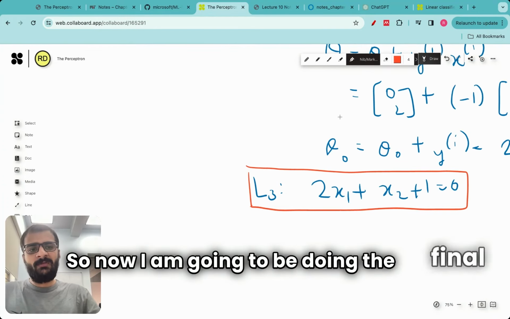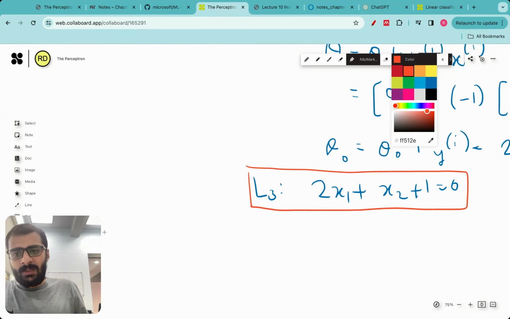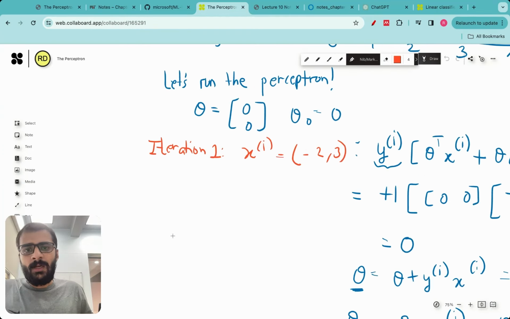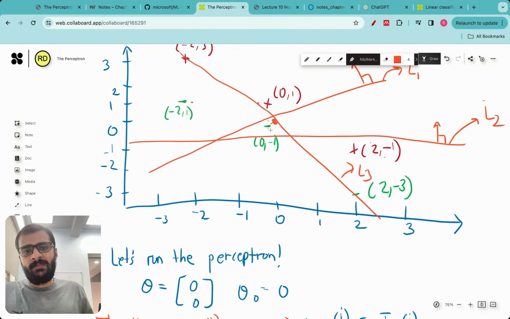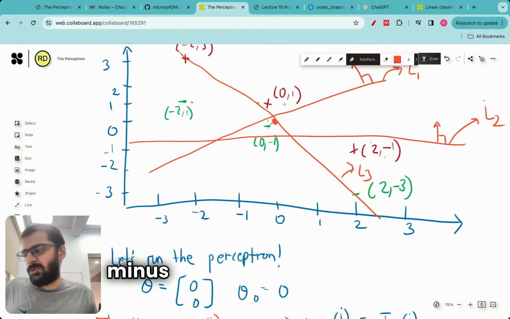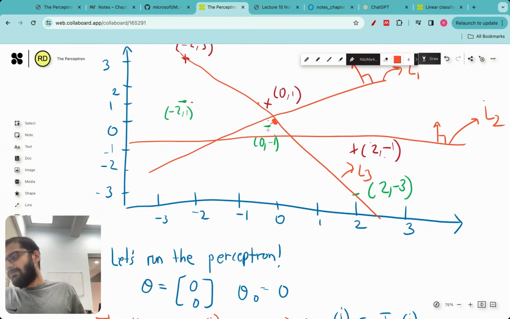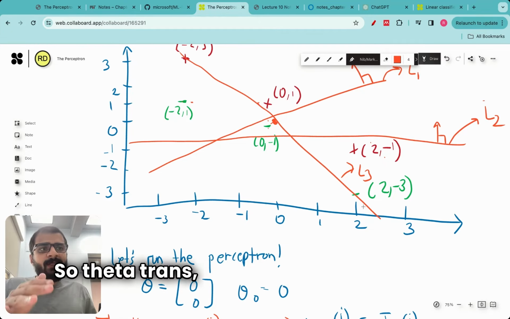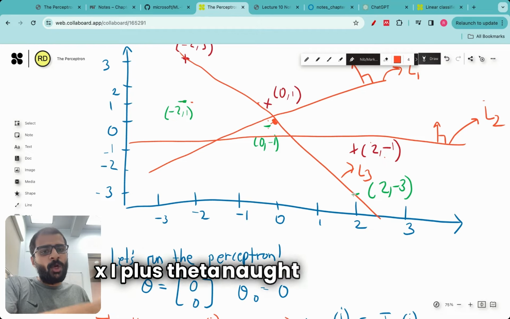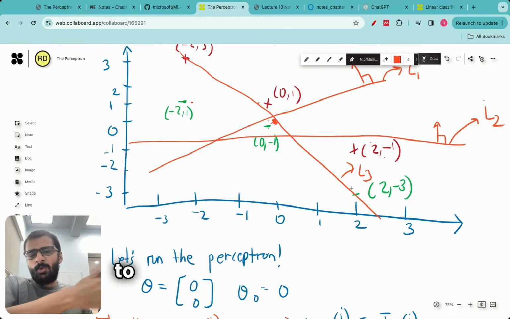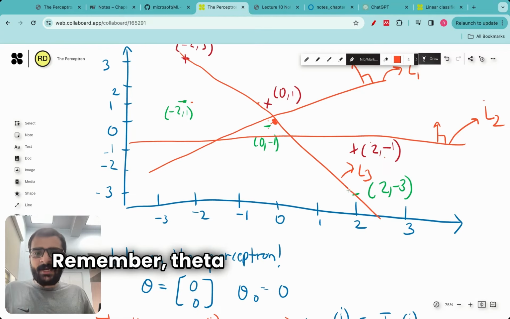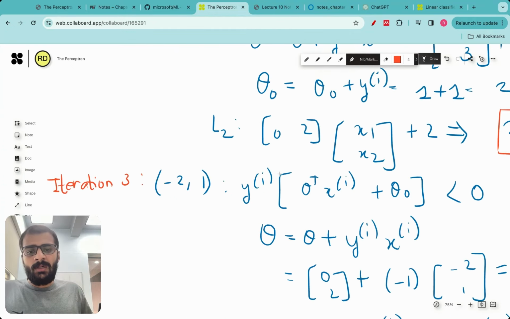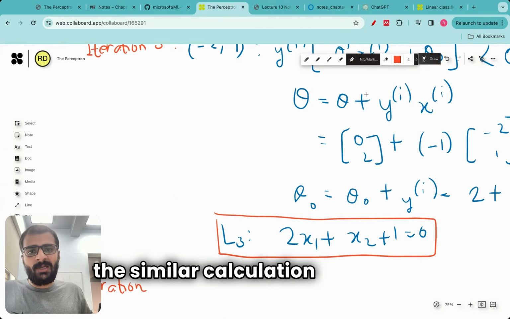So now I'm going to be doing the final iteration, and the final iteration will be on the point 0 comma minus 1. This point, whose correct value is actually minus 1, it will be this point. And this point passes through the line. So yi into theta transpose xi plus theta naught will be 0. So the less than or equal to condition will be satisfied. Remember, theta transpose xi plus theta naught is 0 if xi lies on the hypothesis. So let us come to the similar calculation as we did.